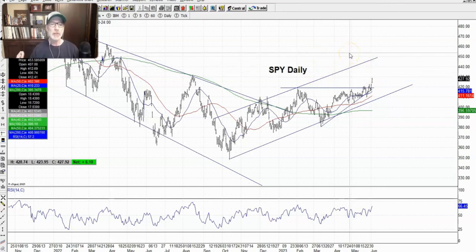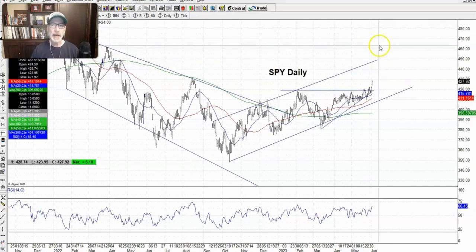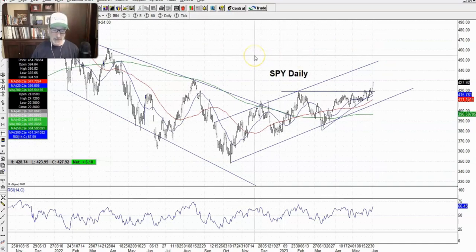So if you're bullish, you're taking bullish trades, you've got some momentum here going until maybe some resistance up here. And then you can time your exit if you want to get out at that point. All right. So that's the S&P 500.